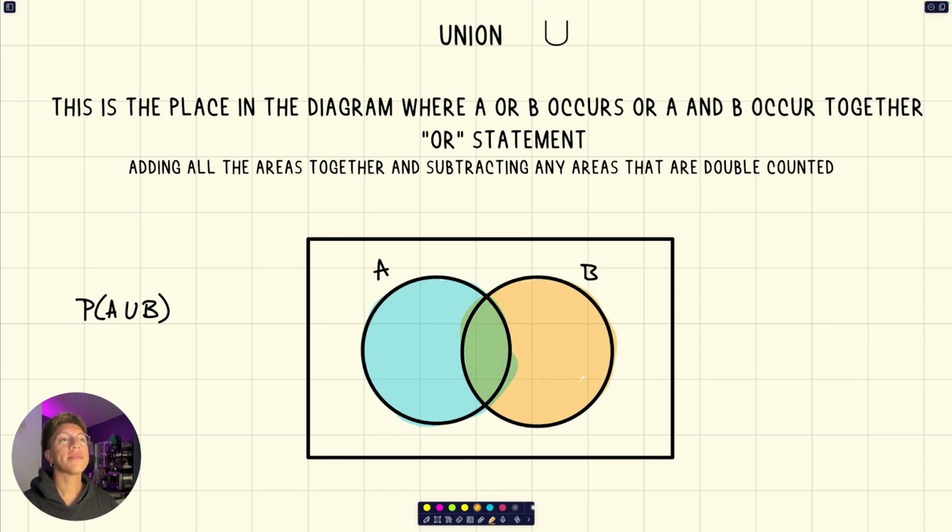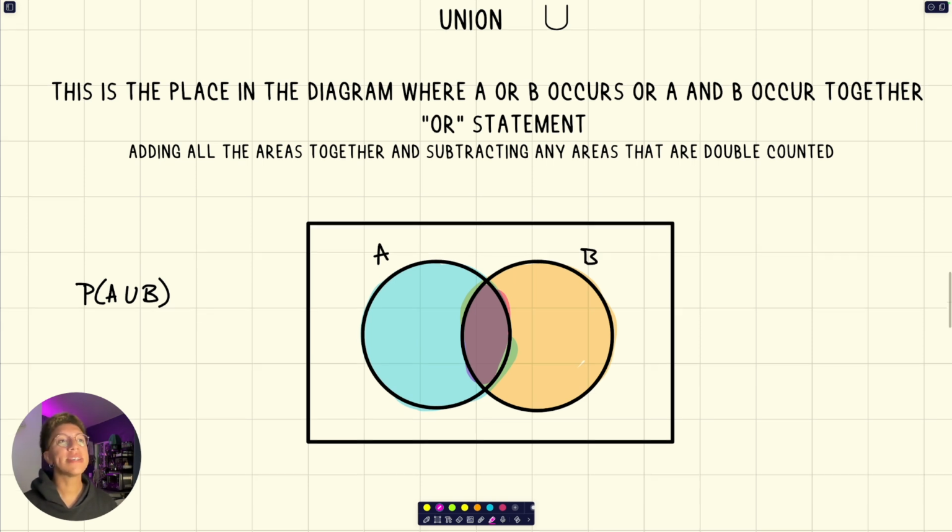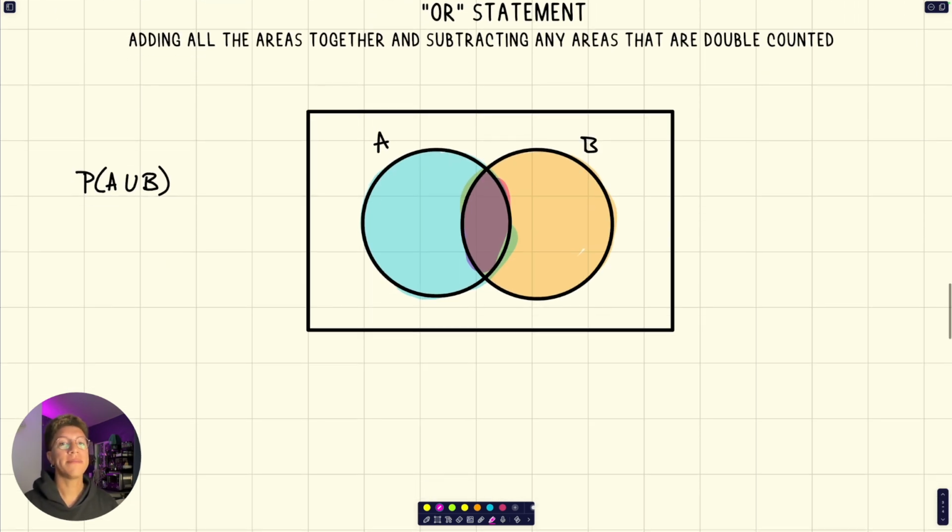And if we look for the place where A and B happen together, we can see that it's the inside space here again, the intersection. And so if we add all those together, we can see that we're double counting this inside area. And so this gives us our very first formula, and this is our intersection formula.